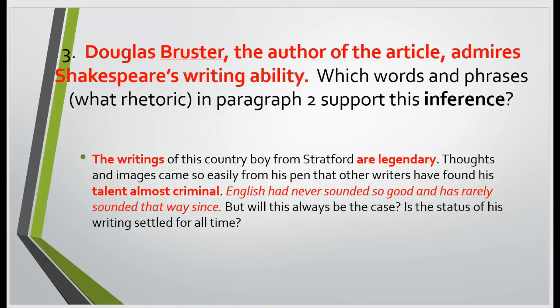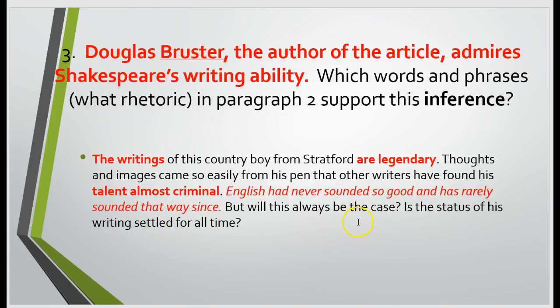Douglas Brewster, the author of the article, admires Shakespeare's writing ability. Which words and phrases, or sometimes we call that rhetoric, okay, in paragraph 2 support this inference? So I can't point to this explicitly, but I can put some things together that help me support that kind of a statement. So if I look at paragraph 2, I can look at phrases like, the writings are legendary.